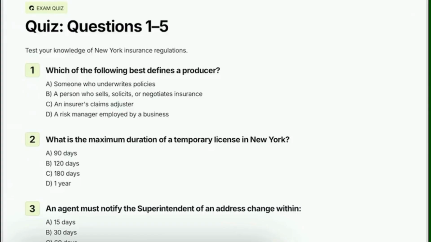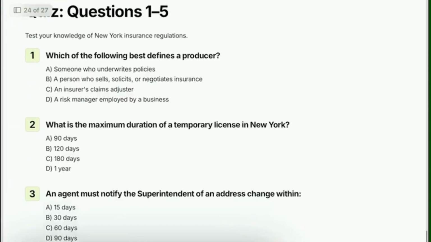There are going to be some specific life and health ones or specific property and casualty ones, which we go over in Part 2. But let's take a quiz together and see how we do before we wrap up this video. So I will go through them, and then we will go through the answers together. If you need to pause the screen, go ahead and do so.